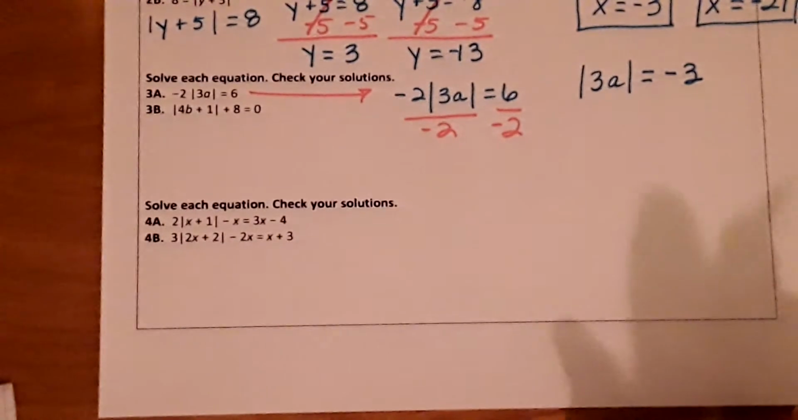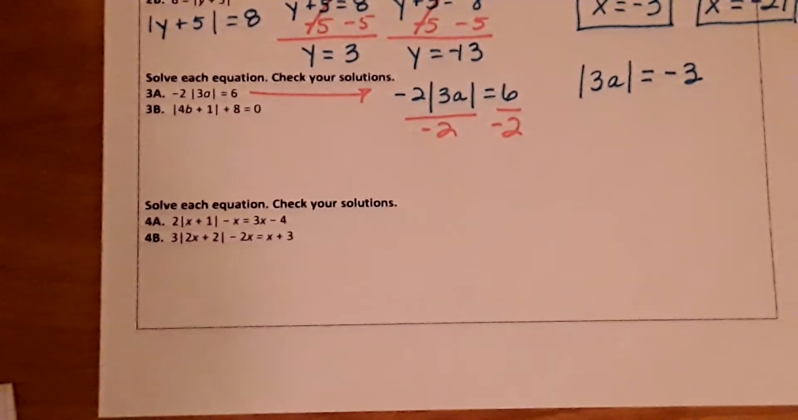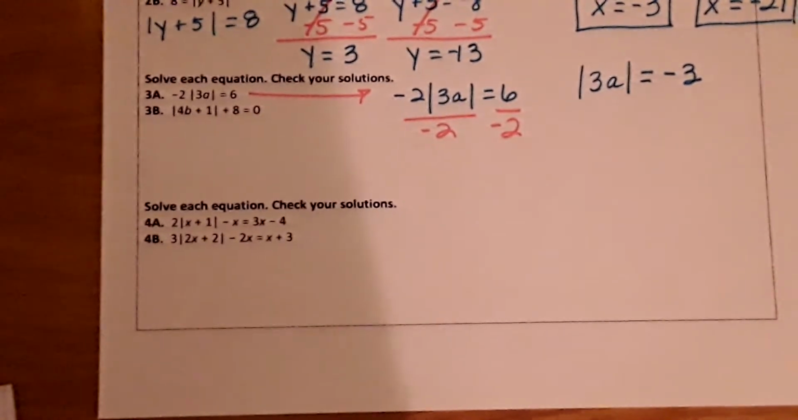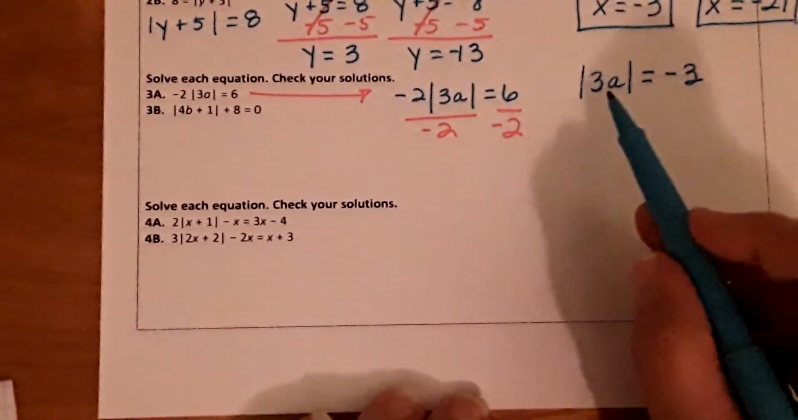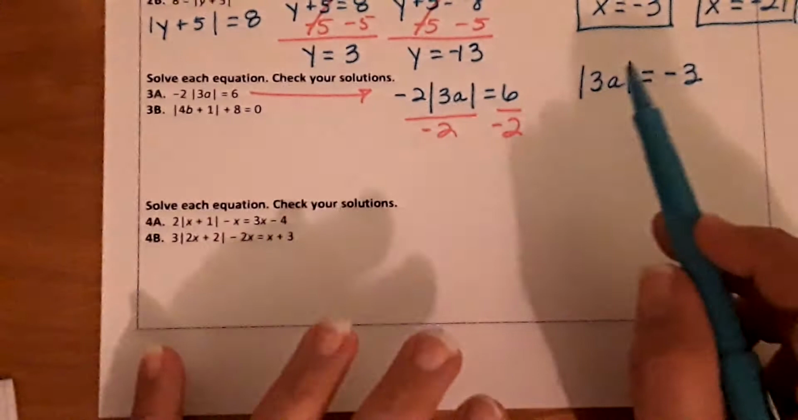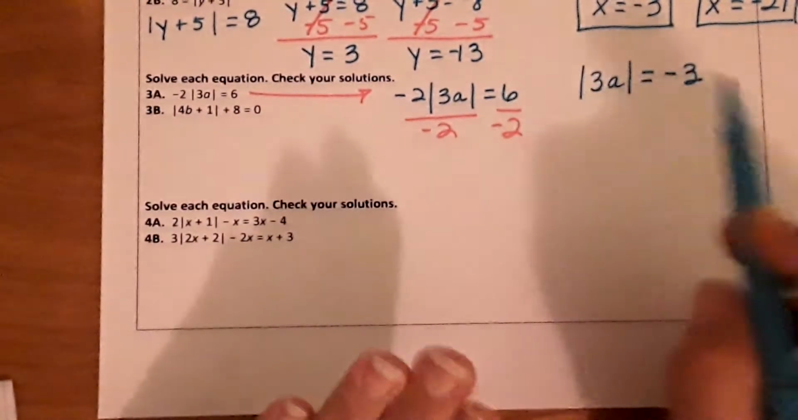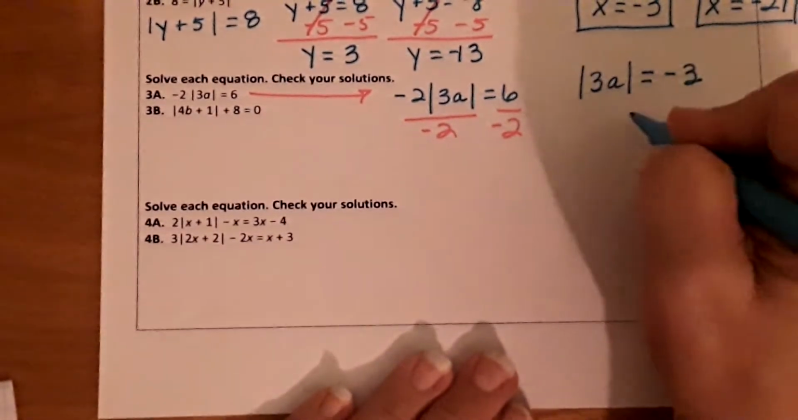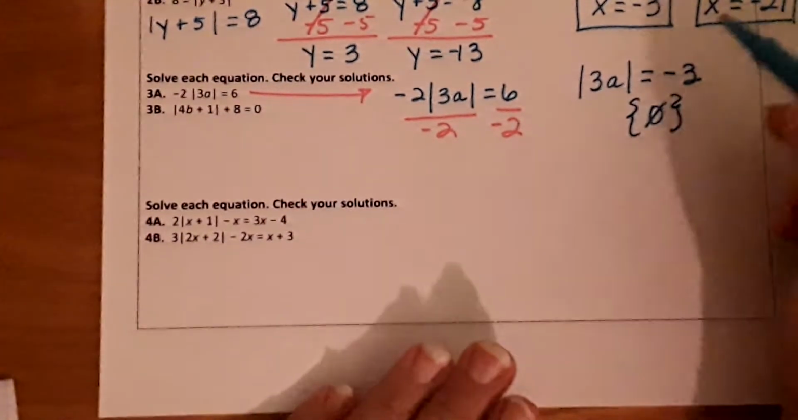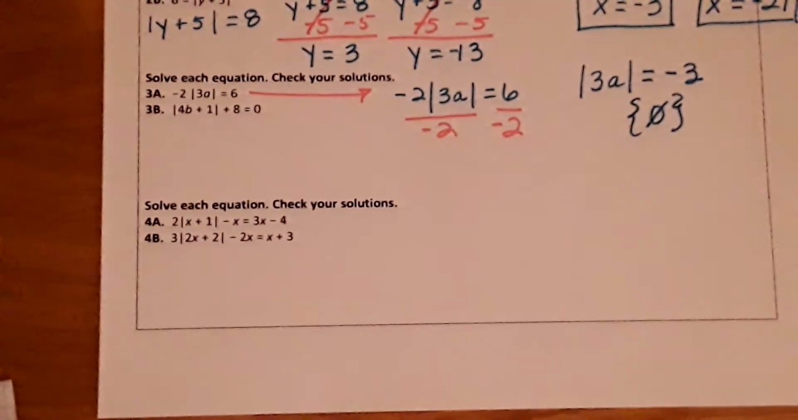Now, do you remember on the front page? On the front page, it says if the absolute value equals a negative number, it's never true. It's the empty set. You guys, there's nothing you can multiply by this 3 to get negative 3. Absolute value cannot equal a negative. So this is the empty set because you can't get something to equal negative 3.